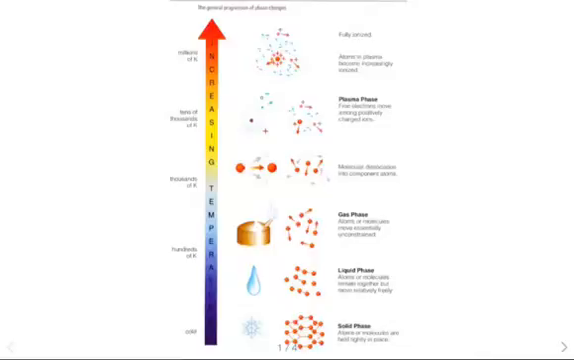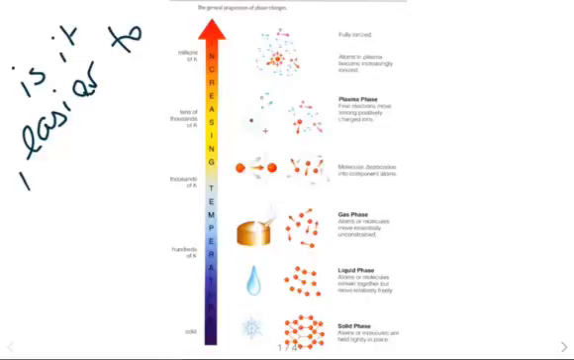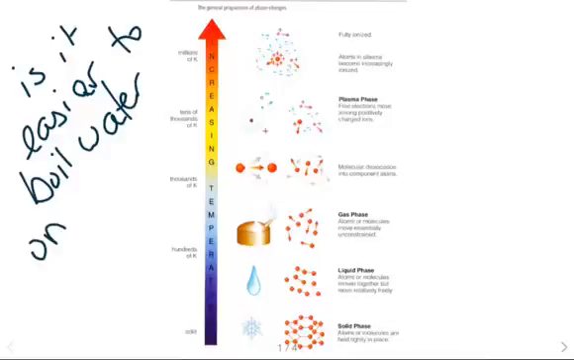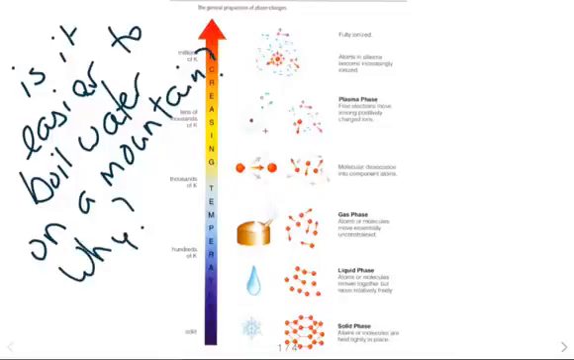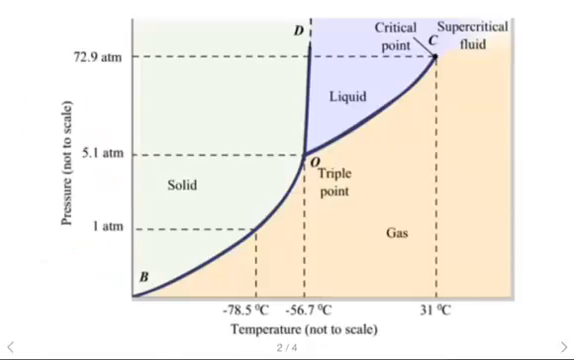So we're going to talk about these transitions in terms of pressure and temperature because both of them come into play. What I'd like you to think about, maybe for your test, is: is it easier to boil water on a mountain? And if so, why? So think about that. All right, so I'll leave you with that. All right, here we go.